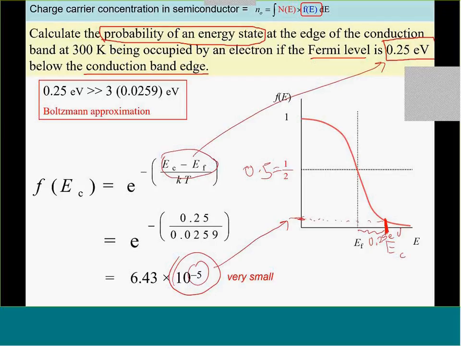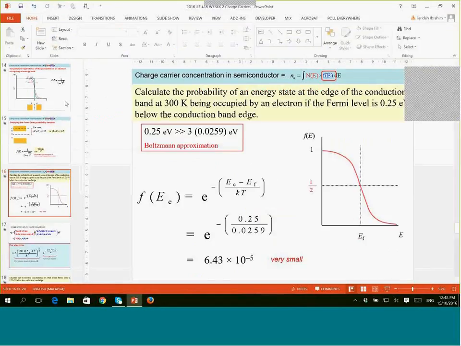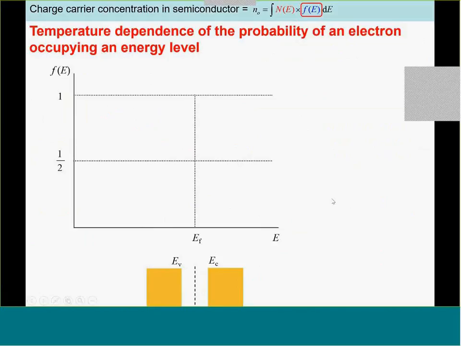Is there any question? Before we go and calculate for the whole thing, let's just go shortly see the effect of temperature on the probability function. Just now we looked at how to simplify the probability of finding an electron at 300 K, which is about room temperature. The probability of finding the electron at the edge of the conduction band is very small. But okay, let's look at 0 K. Let's say this is the edge of the conduction band, this one is the edge of the valence band, and let's have this line that acts as the E Fermi.